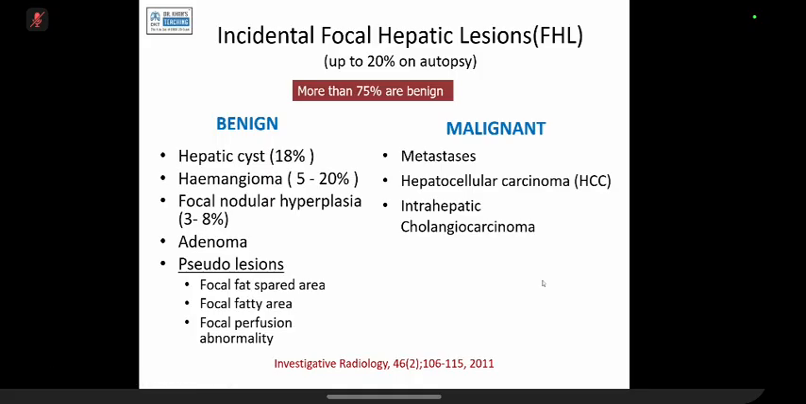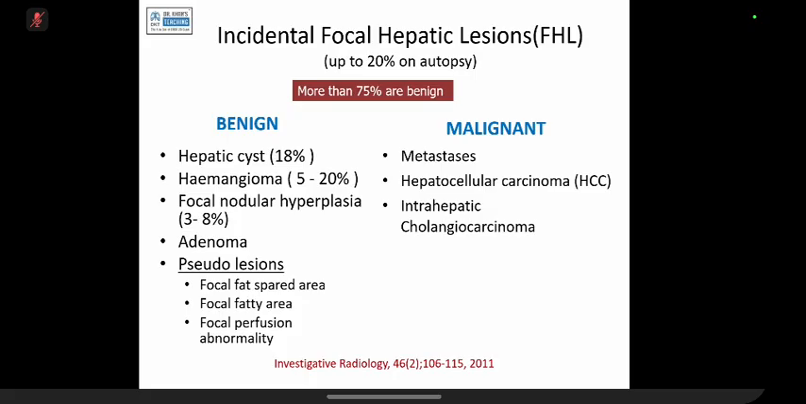Focal hepatic lesions is a big subject in radiology, and there is a subchapter of this: incidental focal hepatic lesions. For example, if there is a patient with cirrhosis and a focal hepatic lesion, you should be worried about regenerating nodule versus dysplastic nodule versus HCC, right? And if a patient is a known case of cancer, you should be worried about metastasis.